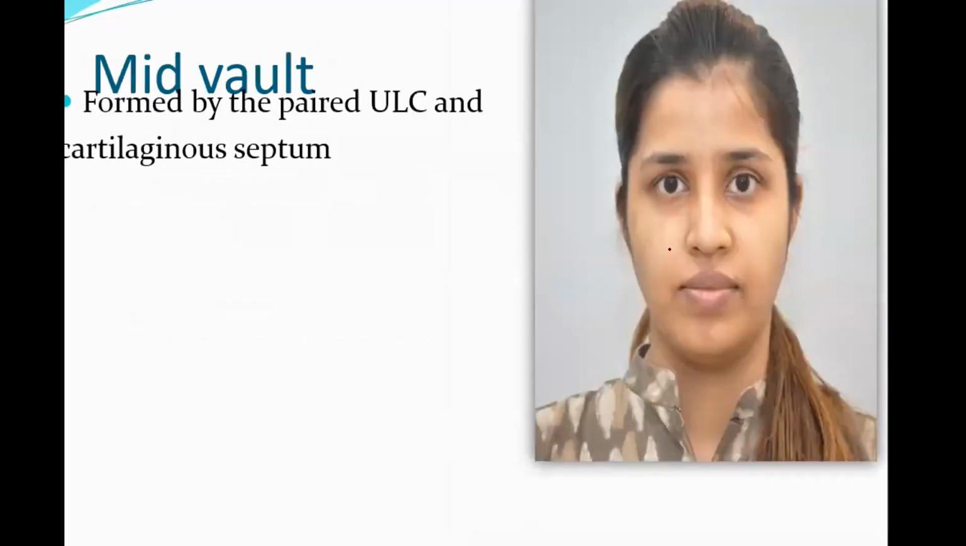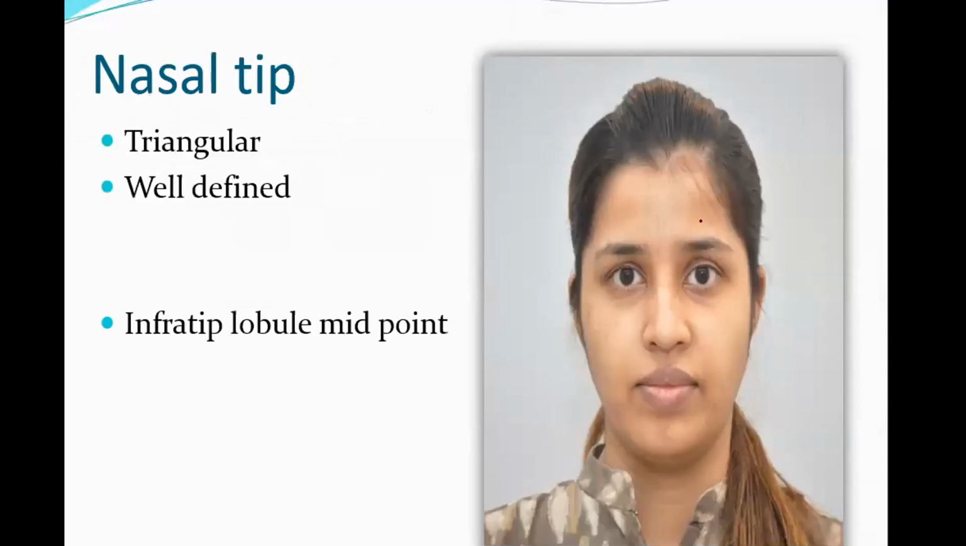Now, the middle vault is usually formed by the paired upper lateral cartilages, one on the right and one on the left, and the cartilaginous septum in between. There can be asymmetries even at this point, which you need to be noticing. So the nasal tip has to be an inverted triangle like this, and it should be well defined. The tip defining point should be here, and you should have an inverted triangle at the infratip lobule, and you will have a midpoint here which is defined as the tip.